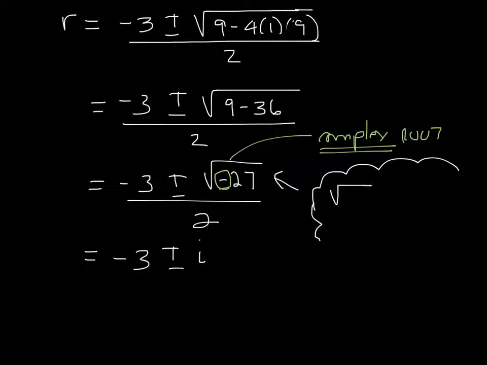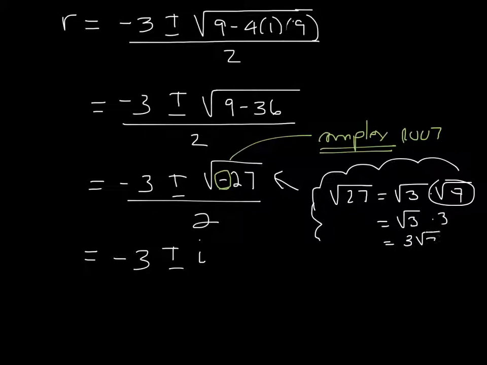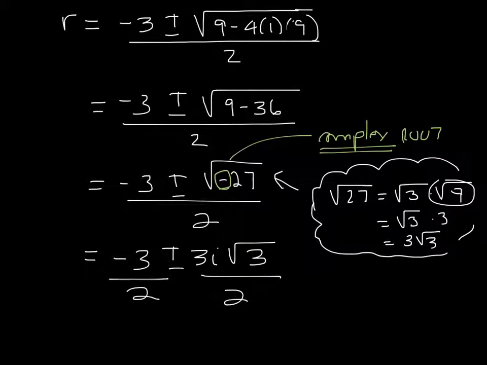The square root of 27 is the same thing as the square root of 3 times 9, right? And 9 is a perfect square, so that's really the square root of 3 times 3, or we can say 3 root 3. So this is really 3i times root 3, or 3i root 3, and then I'm going to divide by 2, and we can just break it up here.